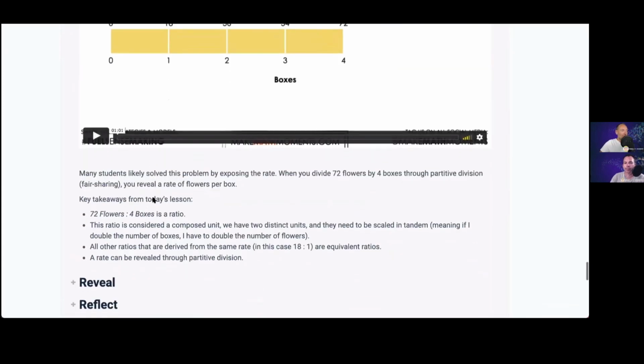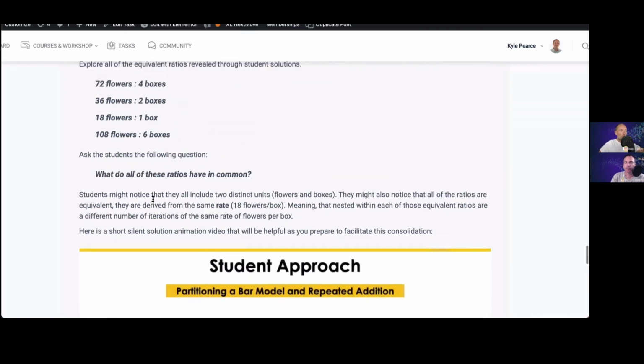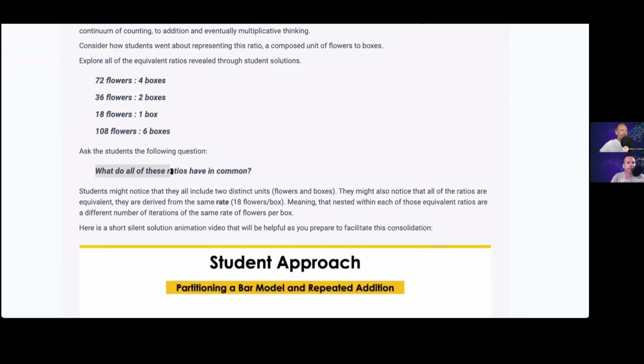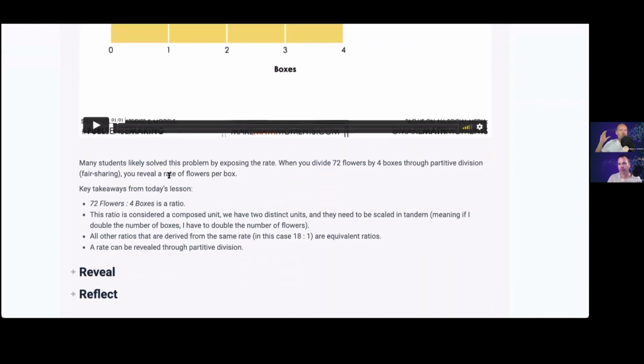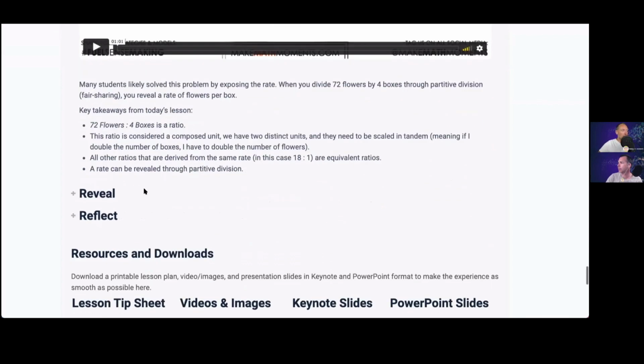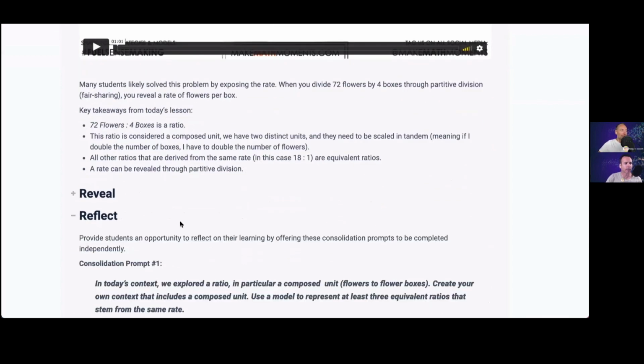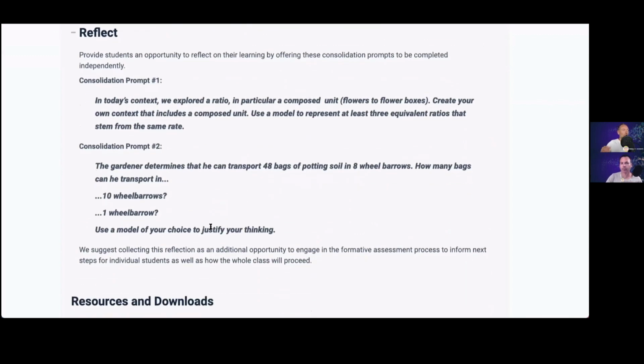And then we set students off. So we set you up with, what are you going to consolidate here? We're going to ask students things like, what do all these ratios have in common? We're going to give them all the different ratios we revealed from student thinking, and then we're going to have a clear connection. We want students to walk away with this idea that sometimes ratios lend themselves to revealing a rate, and sometimes scaling in tandem might be the easier way to go versus just dividing straight up if you don't have a calculator. We have a reveal, and then finally, a reflection where we can determine who heard what.